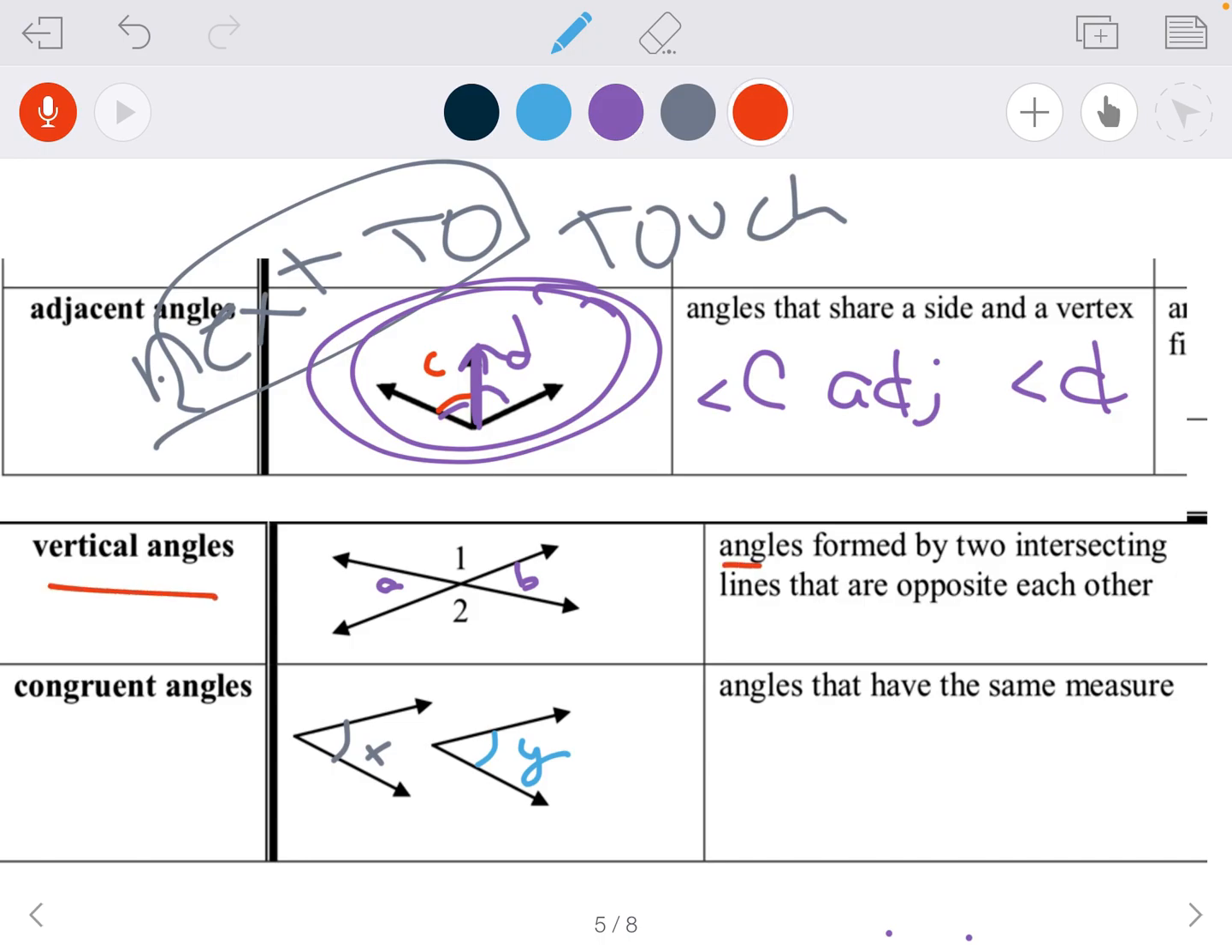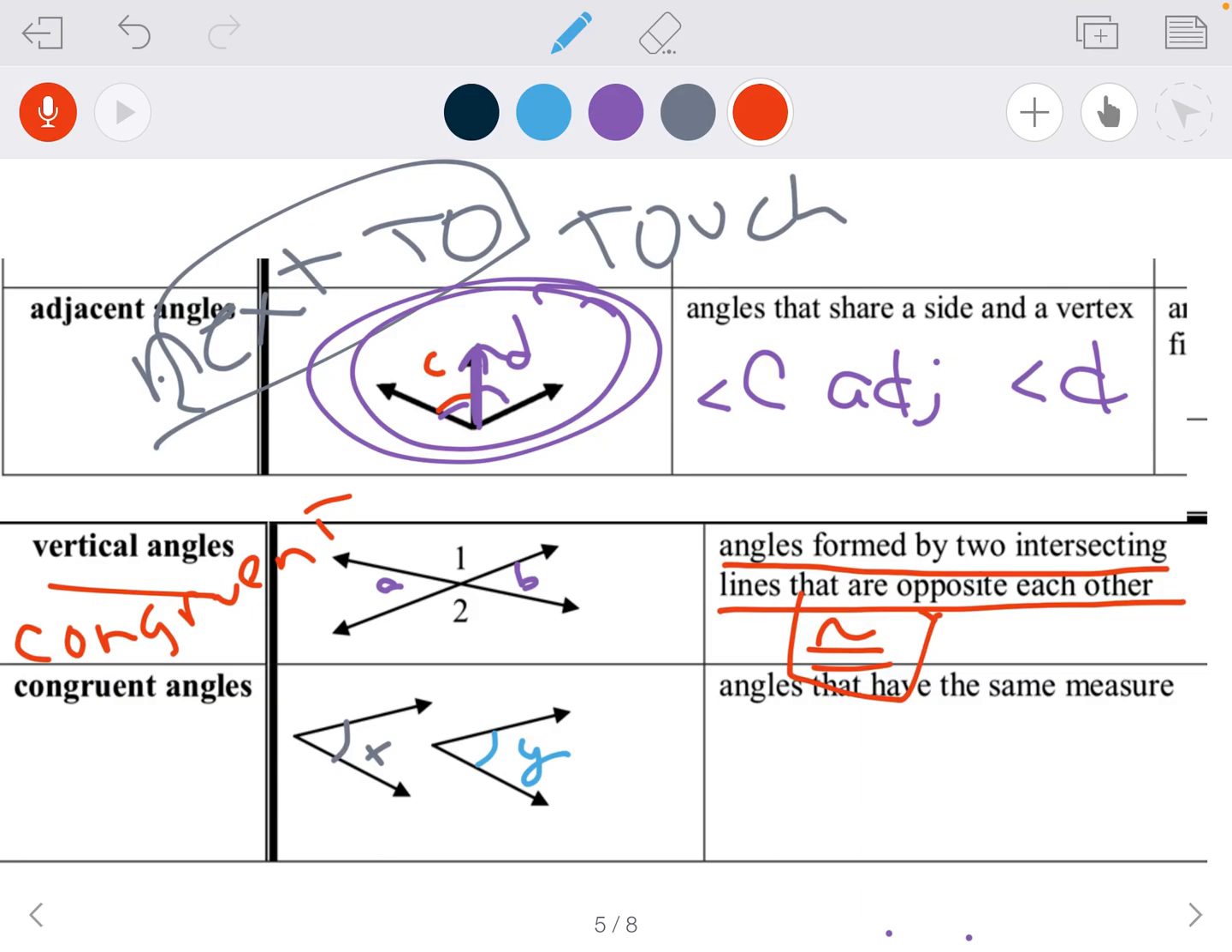Vertical angles. Now, angles formed by two intersecting lines that are opposite. Vertical angles are always congruent. It means that they have the same measure, same size, same shape. And here's a symbol for congruent. I'm going to put it over here with the definition. It's an equal sign with a wavy line on top.